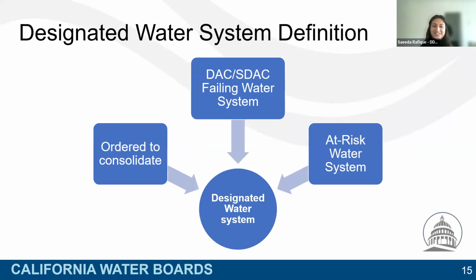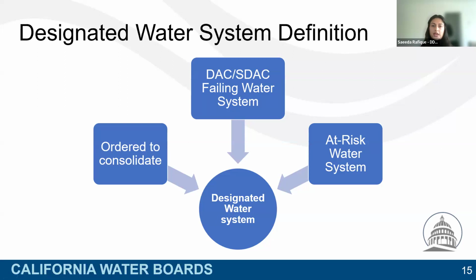So I've been saying designated water systems throughout this presentation, and you might be wondering what that means. So per Health and Safety Code Section 116686, a designated water system can be a public water system that has been ordered to consolidate through a mandatory consolidation order, a public water system that serves a disadvantaged community and consistently fails to provide an adequate supply of safe and affordable drinking water, meaning their safer status is failing, or it can be an at-risk water system.